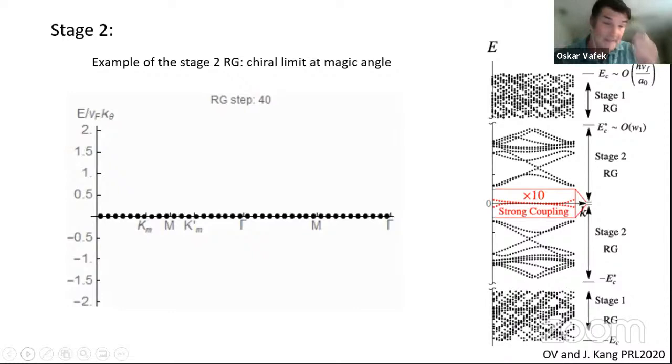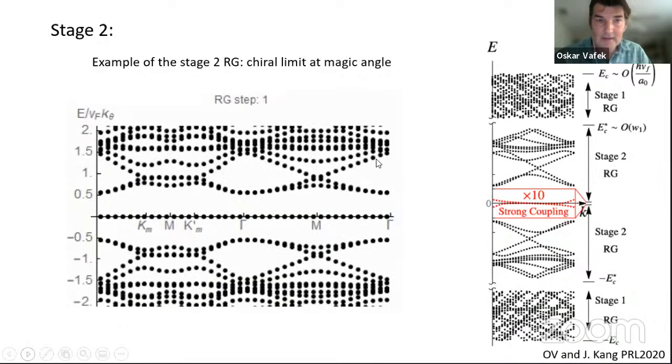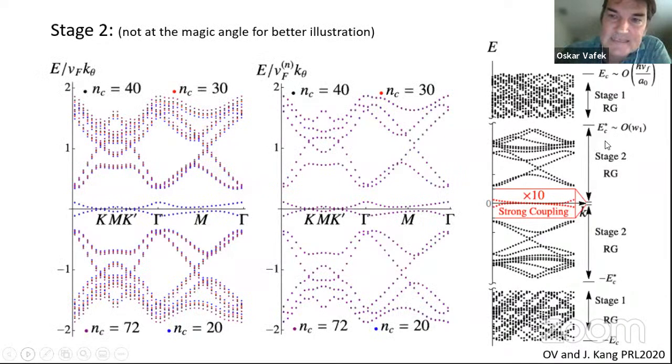In particular, this background subtraction is clearly isolated in this particular case. Now, as I mentioned, this scale EC star at which we stop stage one and start stage two is arbitrary. It's defined only up to making sure that stage one is under control, okay? So nobody tells me that I should choose this to be 3W1 versus 10W1. As long as stage one is under control, I'm free to choose this scale EC star differently. And of course, the physical result cannot depend on where I stop stage one and start stage two.